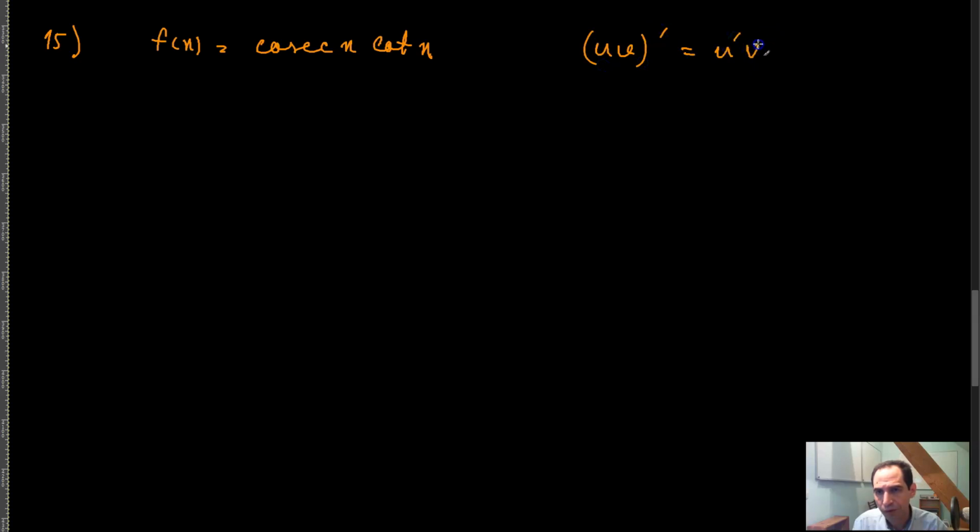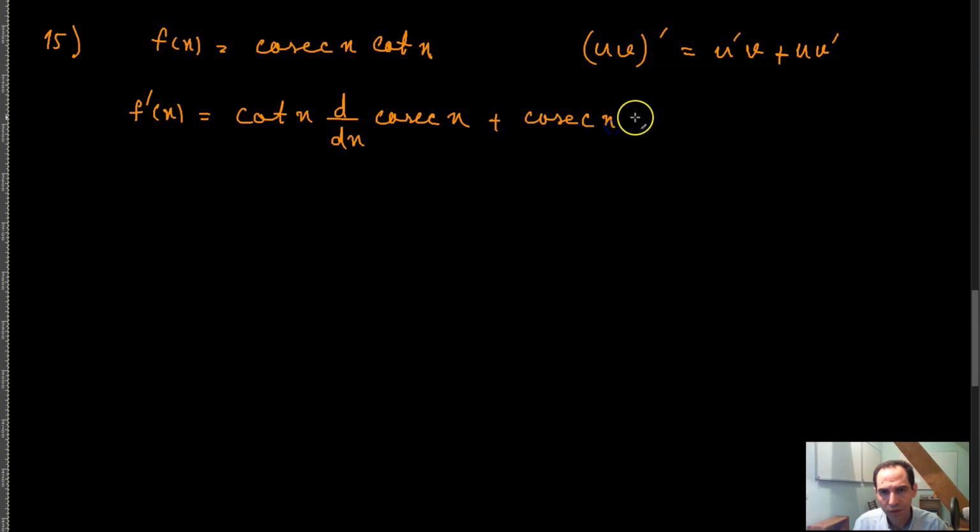Okay, so the next question that we have is question number 15, which is f of x is equal to cosecant x cot x. Now you can use the product rule here, meaning that uv whole prime is equal to u prime times v plus uv prime. So you can write f prime of x as the derivative of the first function times the second function, which is cot x times the derivative of cosecant x, plus the first function, cosecant x, times the derivative of the second function, which is d by dx of cot x.